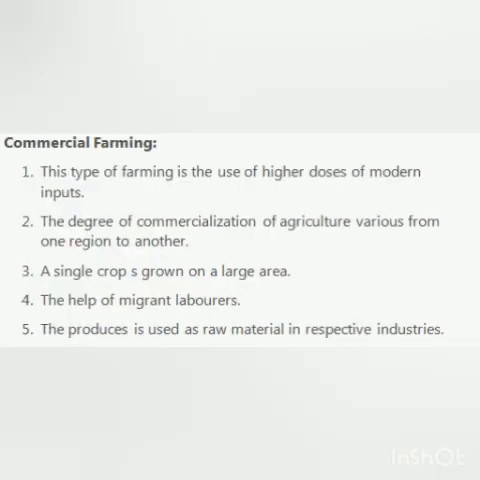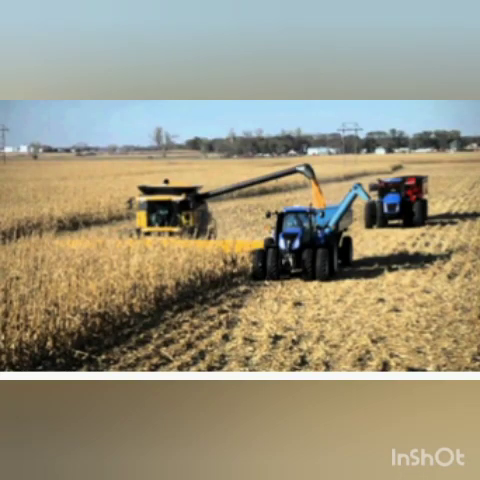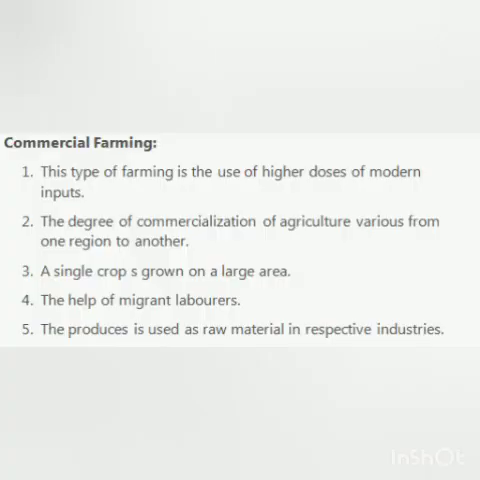Commercial farming. The main characteristic of this type of farming is the use of higher doses of modern inputs, that is high-yielding variety seeds, chemical fertilizers, insecticides, and pesticides in order to obtain higher productivity.